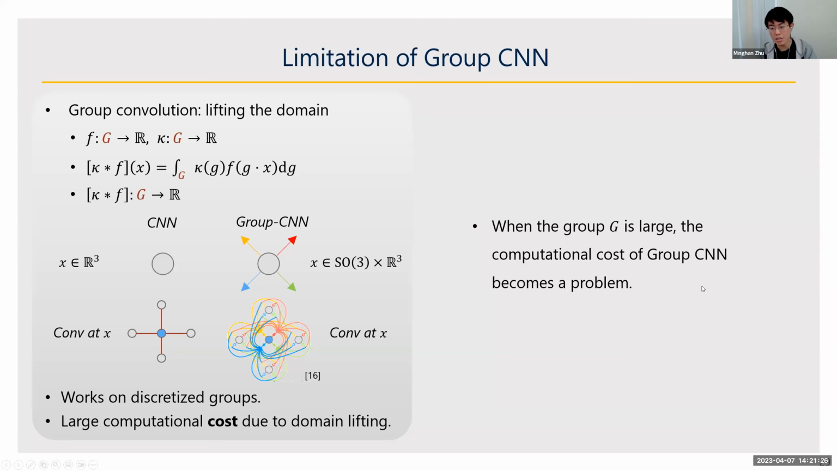Especially when the group is large. For example, SE3 is larger than SO3, which is larger than SE2. So when we go up in dimension and deal with 3D problems, this computational cost overhead can become a problem.